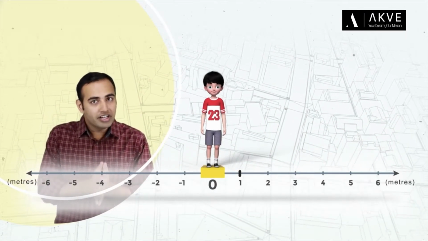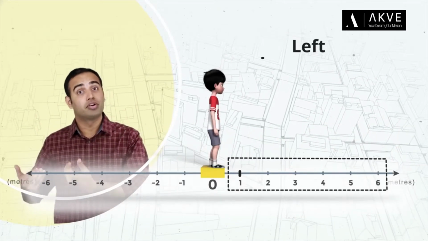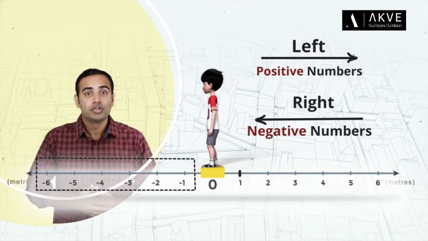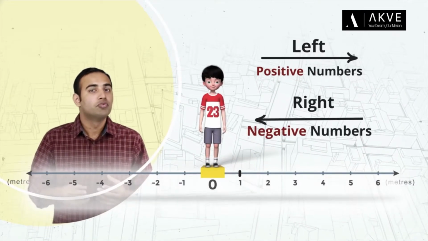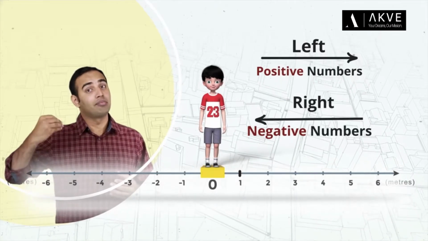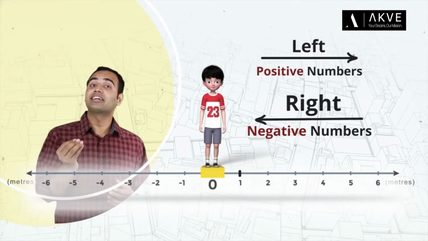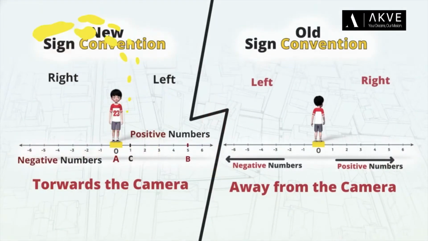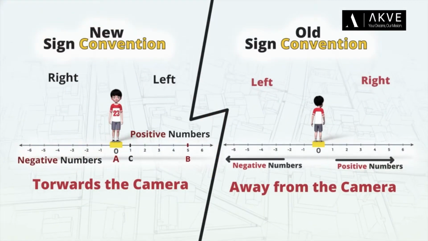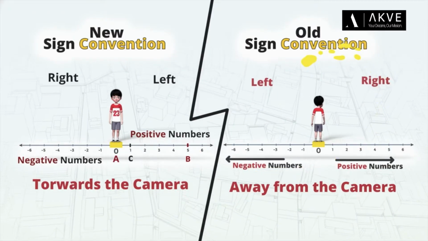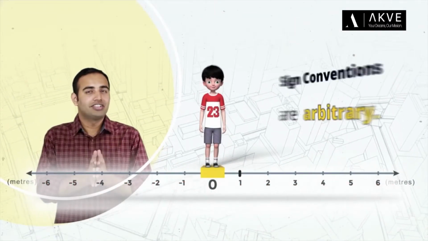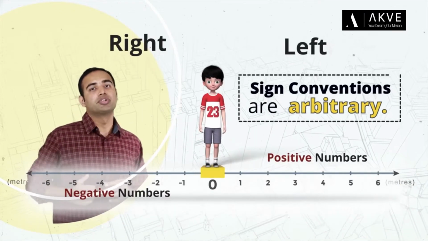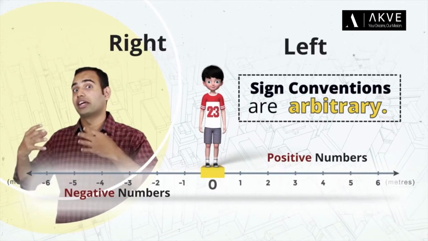Well, you see, every number towards his left is now a positive number, and every number towards his right is now a negative number. So the new sign convention that he'll assign would be left direction is same as positive direction and right direction is same as negative direction. As you can see, this new sign convention is exact opposite of the previous old sign convention. So you see, sign conventions are actually arbitrary. By simply changing the orientation of the observer, we get a completely new sign convention.